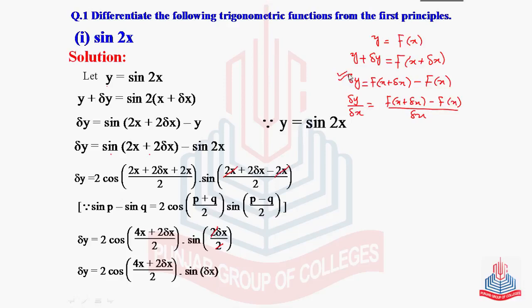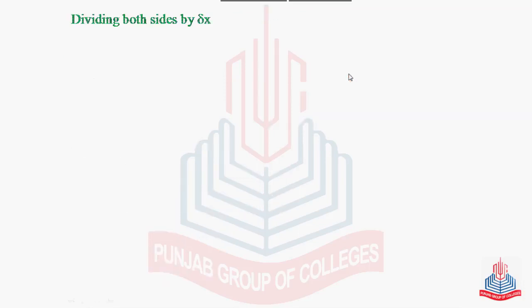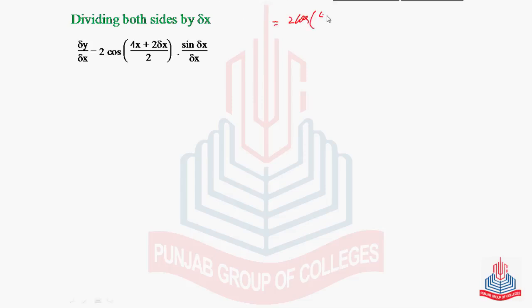Now we divide both sides by delta x, which will become delta y by delta x is equal to 2 cos of 4x plus 2 delta x divided by 2 into sine delta x divided by delta x. This is actually of the form 2 cos of 4x plus 2 delta x divided by 2, sine delta x, and whole divided by delta x.